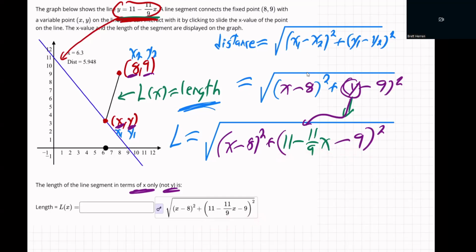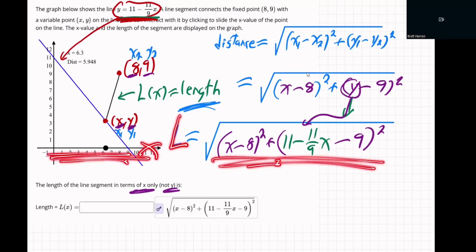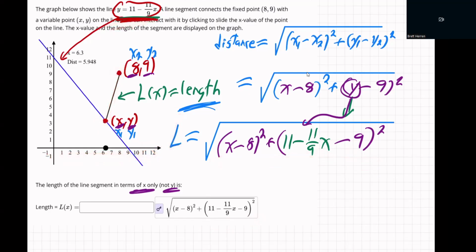So that's a length formula in terms of x only. That'll tell us at any x value, these are x values down here, right? At any x value, how long the segment will be from the point (8, 9) to any point (x, y) with that x value on this line. And now this is only the setup. So on another problem, we'll finish this up.